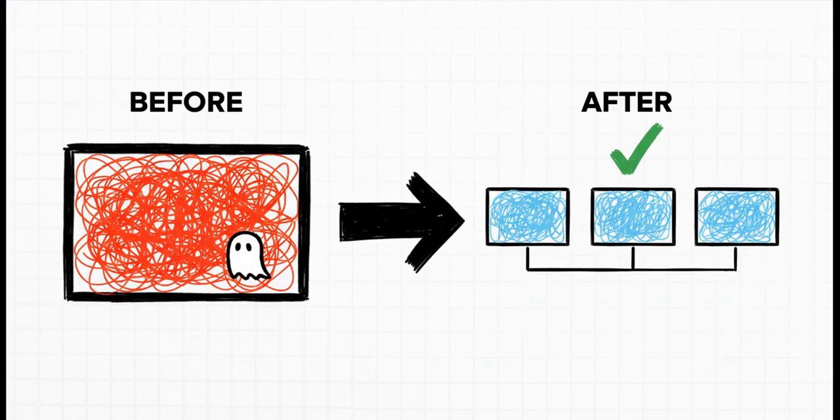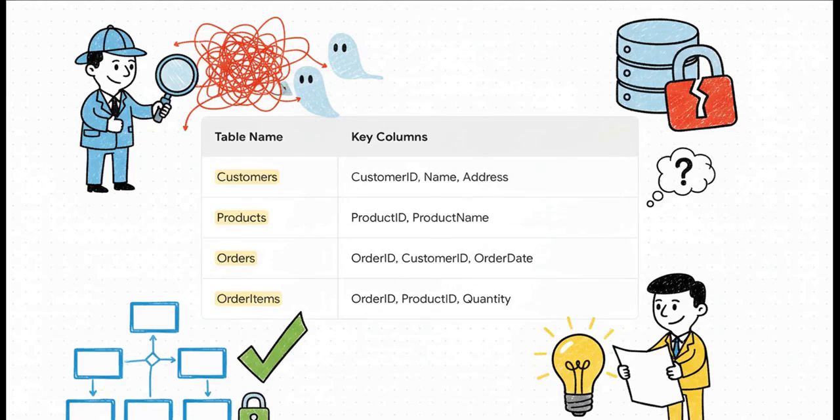So what happens when we apply these rules of order to our messy crime scene? Well, we don't just tidy it up, we completely restructure it. That one giant messy table gets broken apart into several smaller, cleaner tables that are all connected to each other in a really smart way. And boom, here's the result. Just look at this beautiful setup. We've got a customers table where John Doe's address exists in exactly one place. We've got a products table just for product info, and then the orders and order items tables just use simple IDs to link everything together.